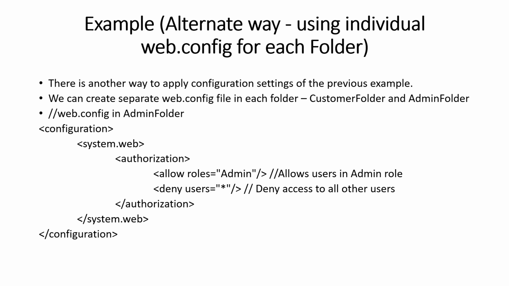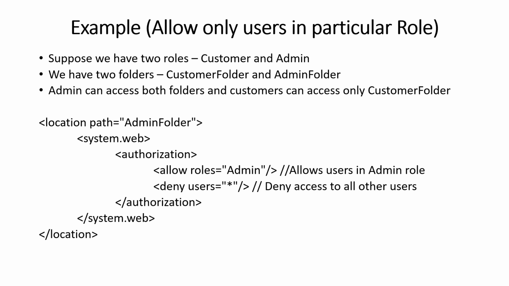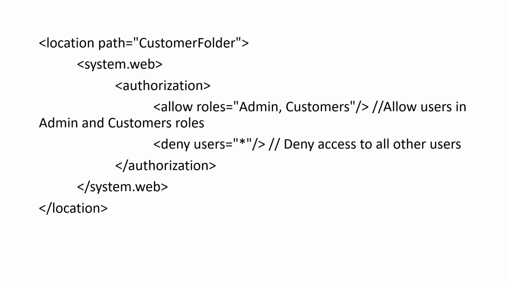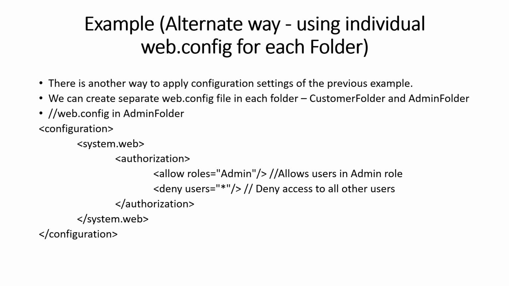And this example can be performed in a different way also. The alternative way is that we specify a web.config for each folder. It means in the previous example there is one web.config file, and this location tag is used twice in the single web.config file. But we can do it differently also. We have two folders, the customer folder and the admin folder, and both of these folders contain a web.config file. In the web.config file, we specify the configuration tag, then system.web, then the authorization tag, and allow roles equal to admin, and deny is the same, which means all other users will be denied access.